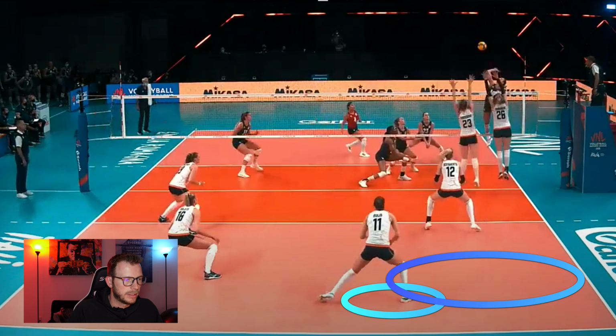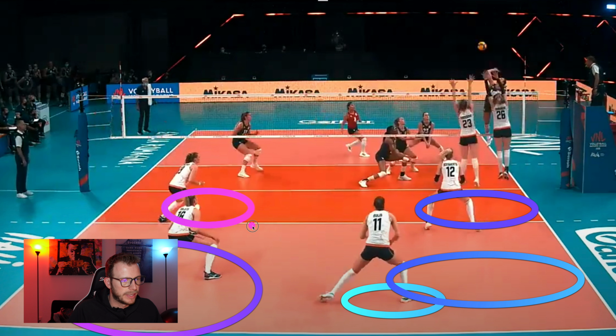Now we got 16, our middle. So setter's got tip. 11's got deep. 16 has got all this over here. Anything deep she could take with her hands or open up. This is our off blocking outside. She's got the hard angle. She's got everything in her space. And they can both break in to go get that ball.